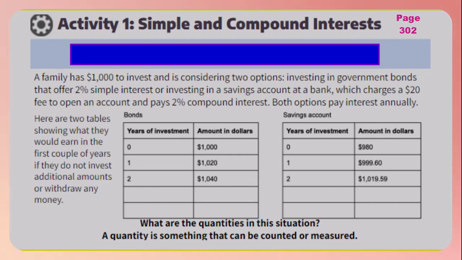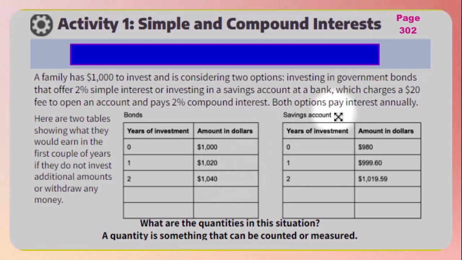So you have the bonds. That's the first option. This is what they're going to earn each year. Start with 1,000. After year 1, it goes up to 1,020, and then year 2, 1,040.